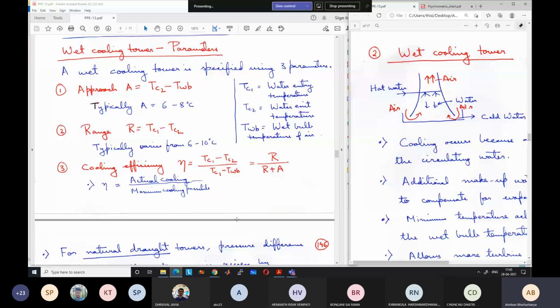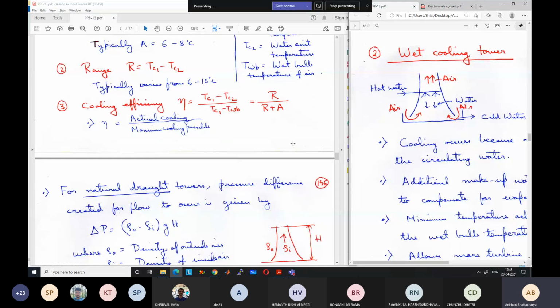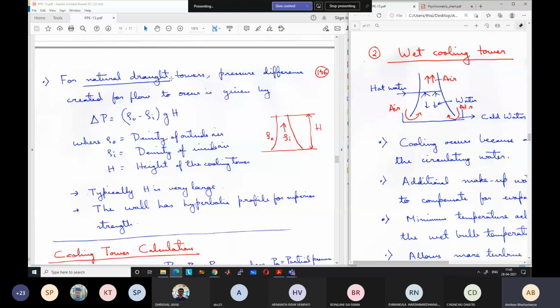So then if we want to find out the pressure difference which is causing the natural convection in the cooling tower, this is similar to the stack or chimney that we have studied previously before mid-sem. The pressure difference that is causing the air to move up within the cooling tower can be written as the weight of the outside air column, which is rho 0 g h, where rho 0 is the density of the outside air, minus the weight of the inside air column, which is equal to rho I g h, where rho I is the density of the inside air.